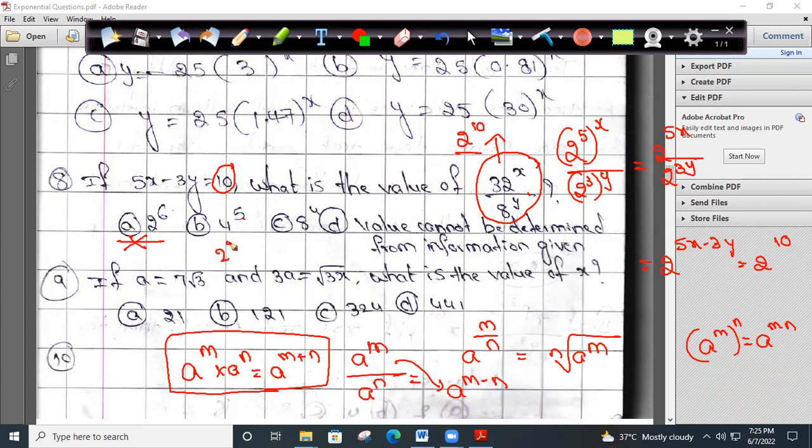4 can be written as 2 square. 2 square to the power of 5, which is 2 power 10. This can be written as 2 cube to the power of 4. No need to do that because you are very clear. Option B is 2 power 10 and I need 2 power 10. So happily you can mark B for Bangalore as the answer.